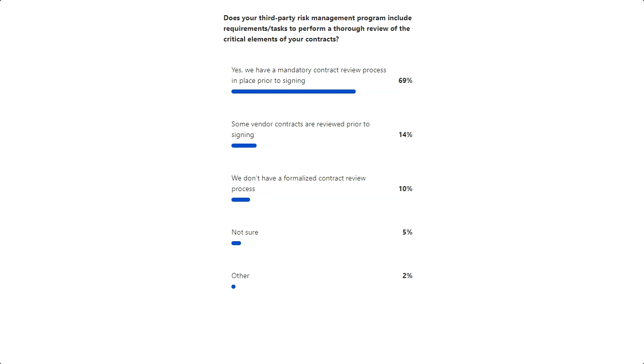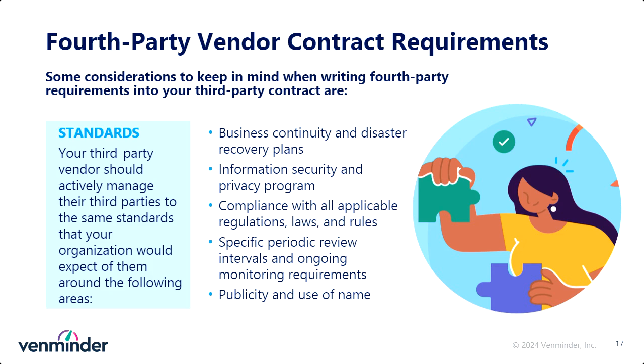So I mentioned this a few moments ago, but we're going to spend more time on this. Your standard should be that your third party is actively managing their third parties just as you are actively managing your third party. You expect this of them because you don't have a contractual relationship with those fourth parties. So you are dependent on your third party to ensure that they're doing all of these things with their fourth party. So you want to include contract language that requires the third parties to review business continuity and disaster recovery plans with their third parties.